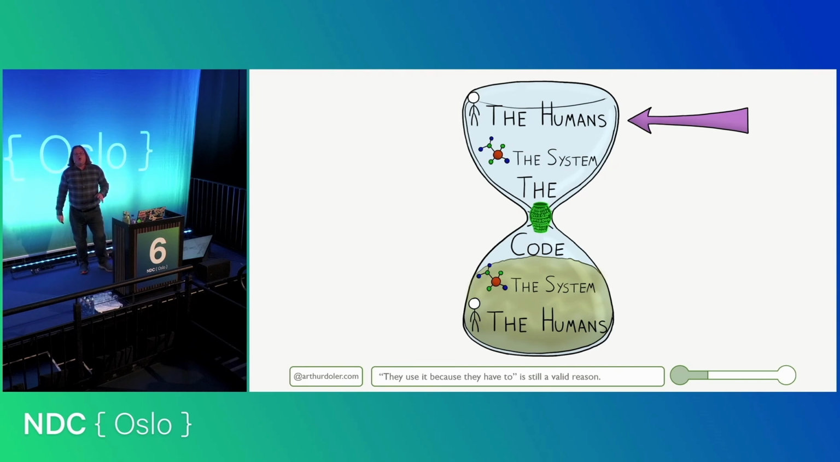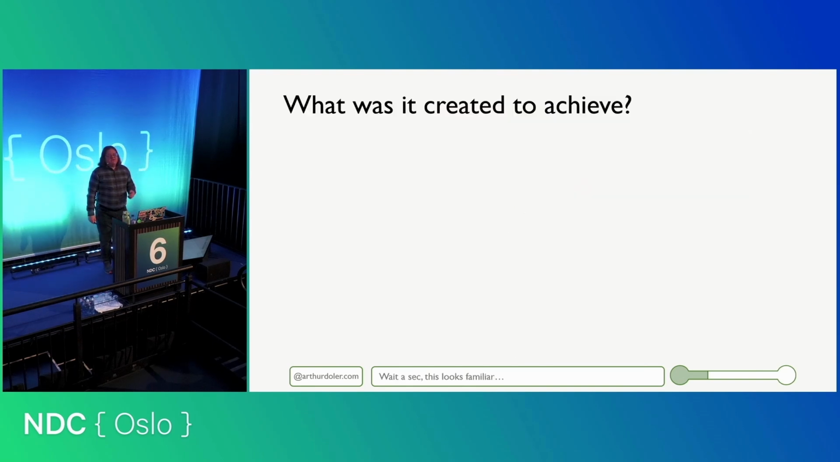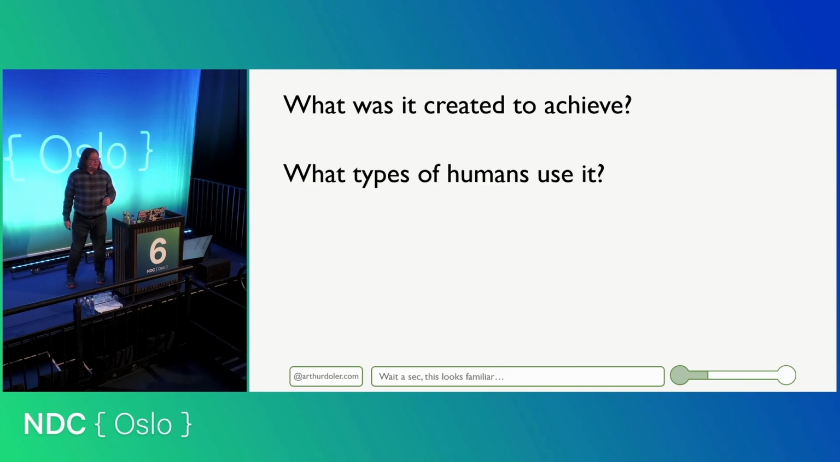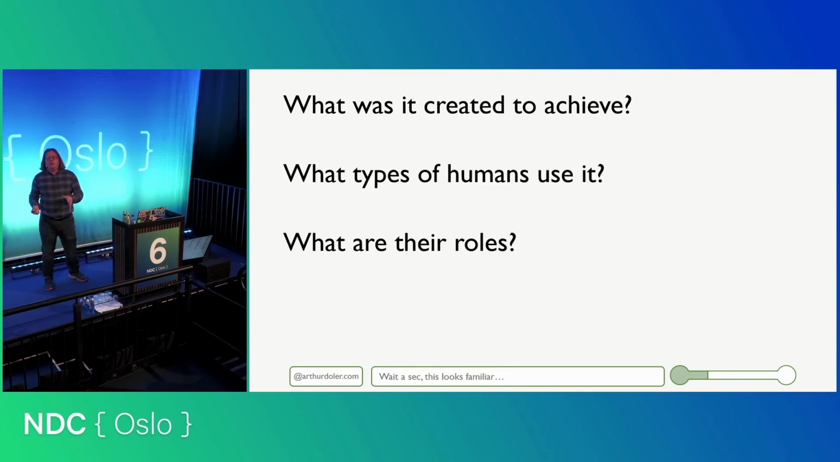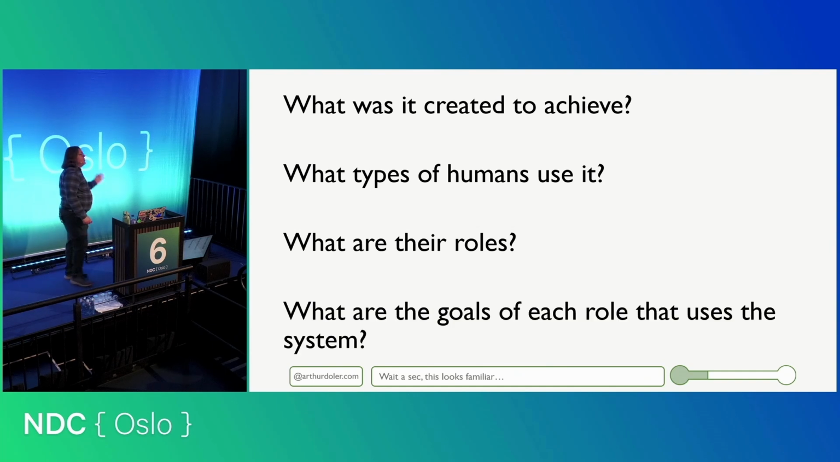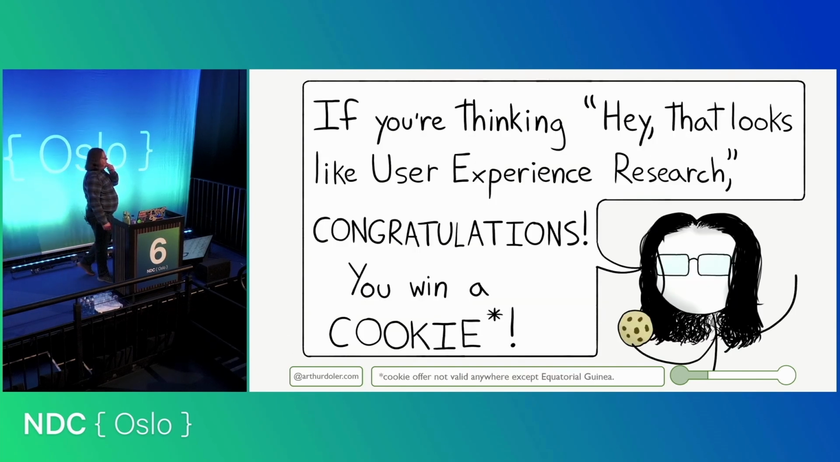Start with the humans as they are currently. Your first goal here is to understand, why does this application even exist and who is using it and why? Ask yourself, what was it created to achieve? What types of humans use it? What are those people's roles? What are the goals of each user or of each role that uses that system? And if you're sitting there thinking to yourself, that sounds like user experience research, you're absolutely correct. It's basically what you're doing.